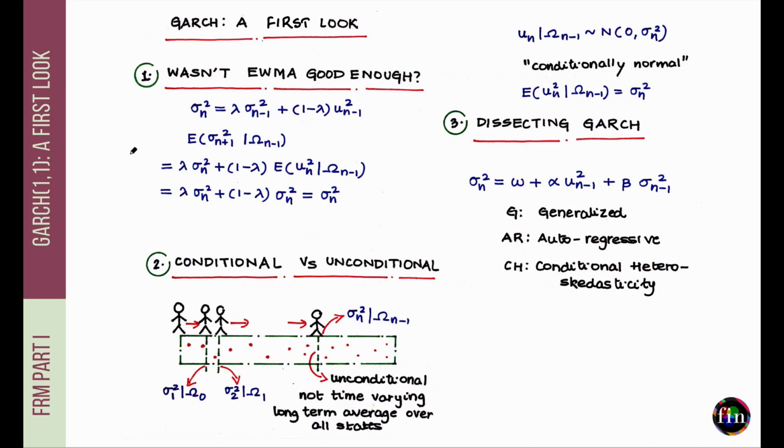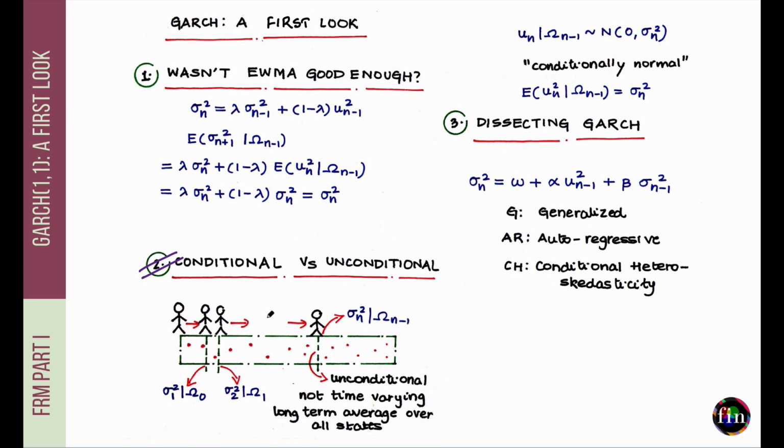In this short video, let's take a look at the GARCH model for estimating volatilities. It's a pretty important concept as far as FRM exam part 1 is concerned. To understand what this model is all about, let's take a step back first and understand the difference between conditional versus unconditional volatility or variance.